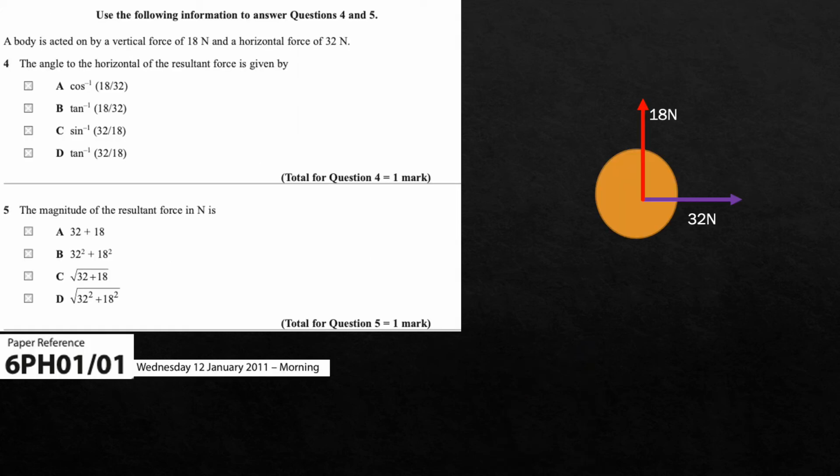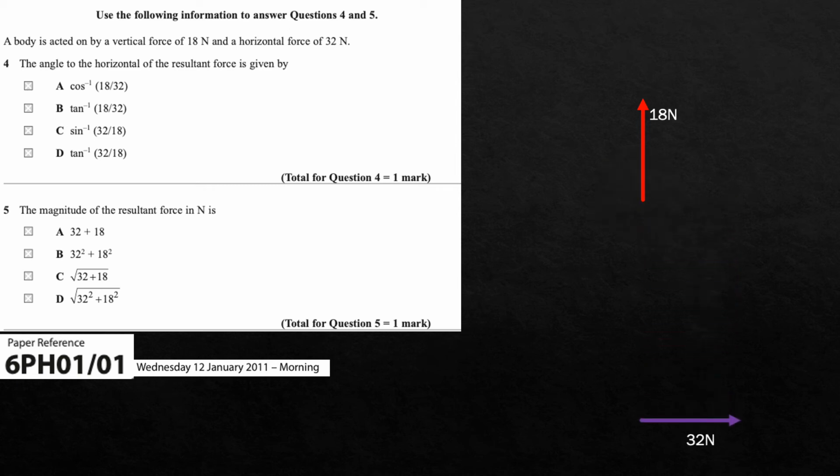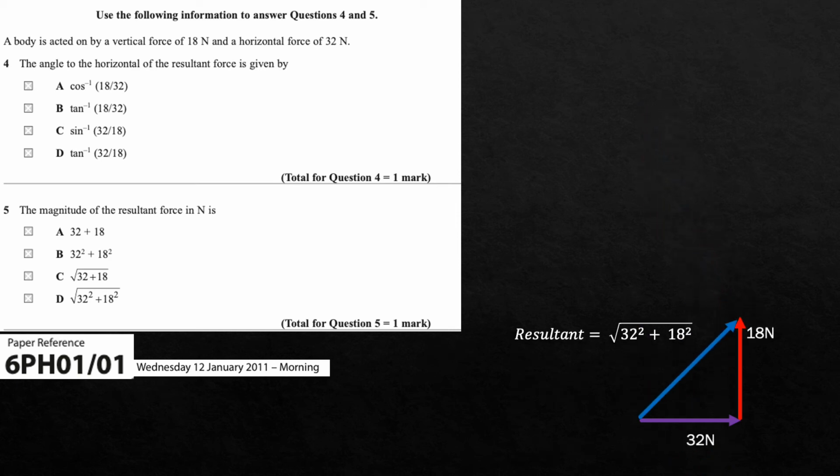Problem 9. A body is acted on by a vertical force of 18 newtons and a horizontal force of 32 newtons. There are two parts in this problem. Let's first draw the vector diagram for this problem. 32 newtons horizontally to left, 18 newtons upwards. Therefore, the resultant force is given by the hypotenuse, square root of 32 squared plus 18 squared. Therefore, the magnitude of the resultant force is answer C for the second part of the question.